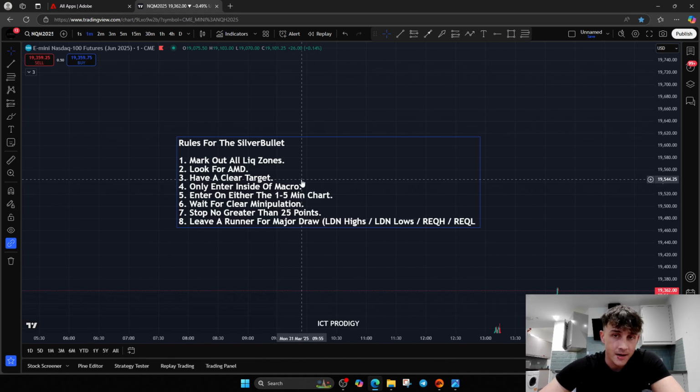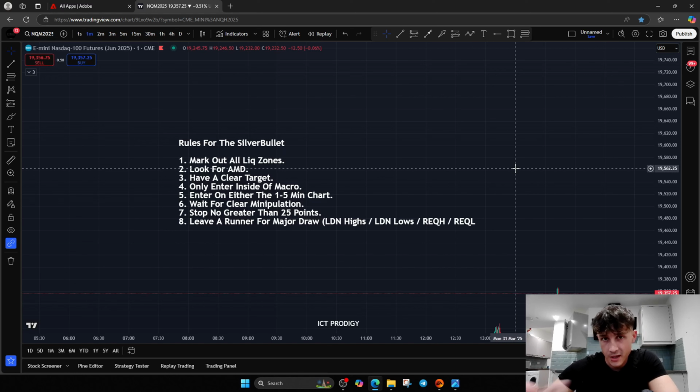And you want to have a clear target in mind. You don't want to just be putting some random targets in. You want to make sure that you have a clear direction of where you want to go, which will be London highs, relative equal highs, relative equal lows, and London lows.